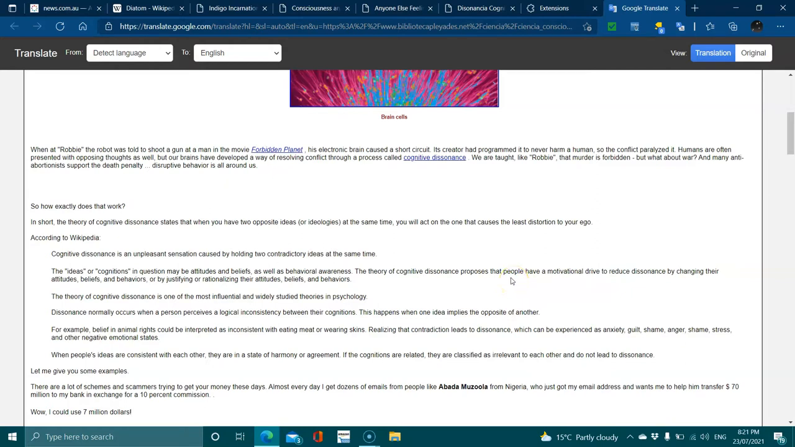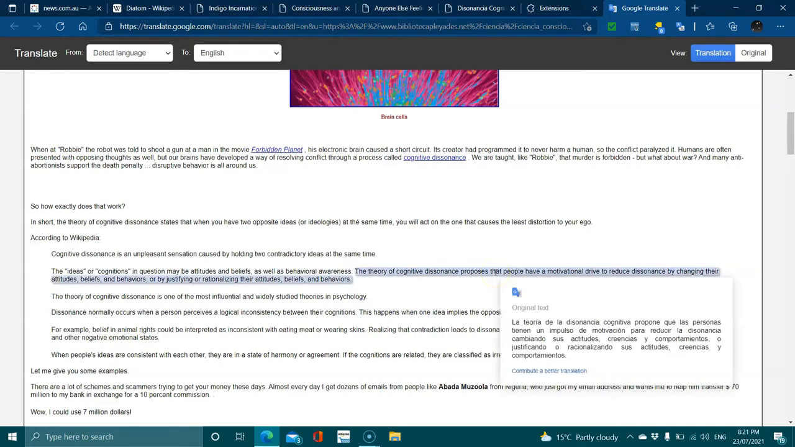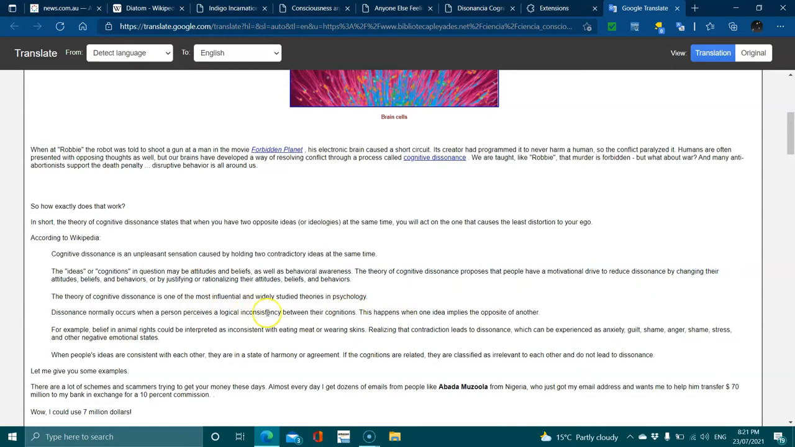The theory of cognitive dissonance is one of the most influential and widely studied theories in psychology. Dissonance normally occurs when a person perceives a logical inconsistency between their cognitions. This happens when one idea implies the opposite of another. For example, belief in animal rights could be interpreted as inconsistent with eating meat or wearing skins. Realizing the contradiction leads to dissonance, which can be experienced as anxiety, guilt, shame, anger, stress, and other negative emotional states. When people's ideas are consistent with each other, they're in a state of harmony or agreement. If the cognitions are unrelated, they are classified as irrelevant to each other and do not lead to dissonance.